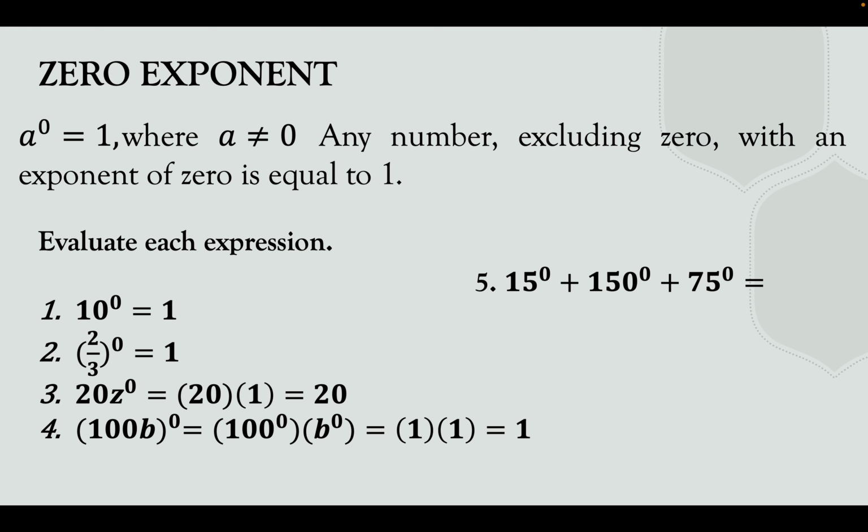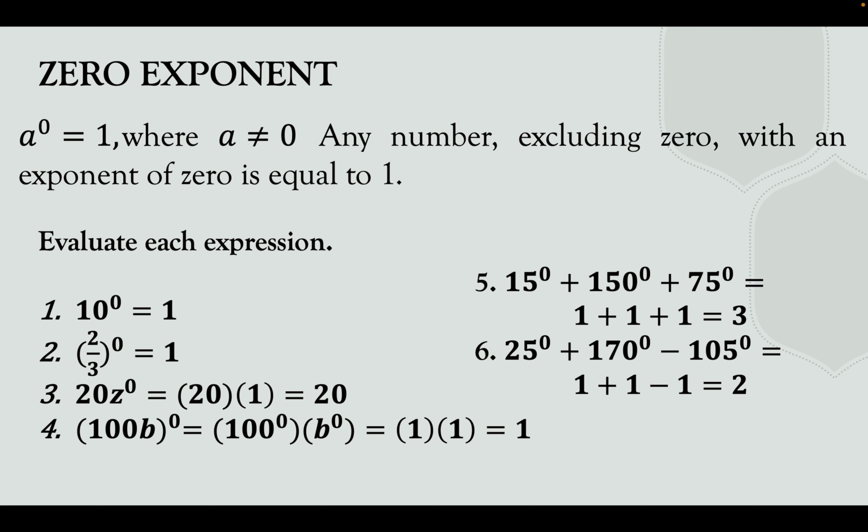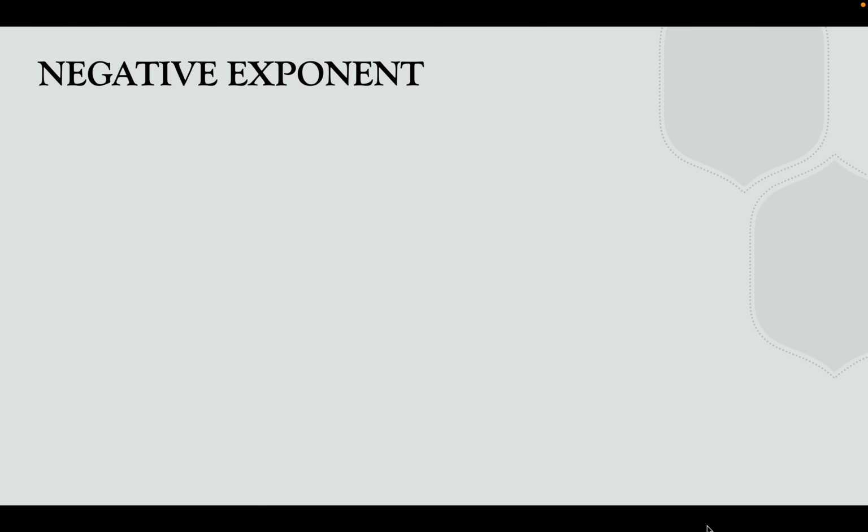We have here 15 raised to 0 plus 150 raised to 0 plus 75 raised to 0. So 15 raised to 0 is 1, plus 150 raised to 0 is 1, plus 75 raised to 0 is 1. So we have 1 plus 1 plus 1, we have 3. And then last example, 25 raised to 0 plus 170 raised to 0 minus 105 raised to 0. So we have 1 plus 1 minus 1. So we have 2.